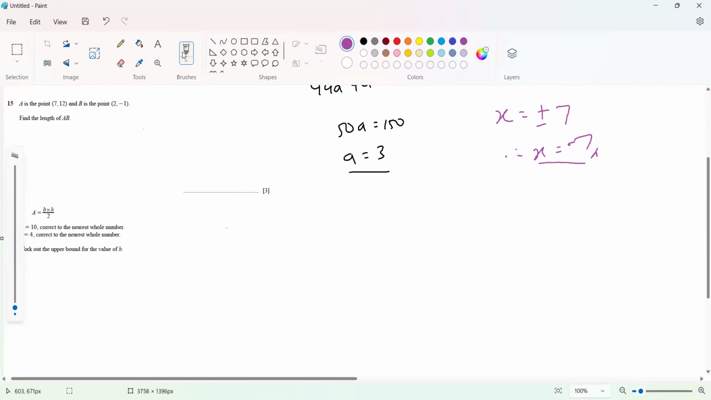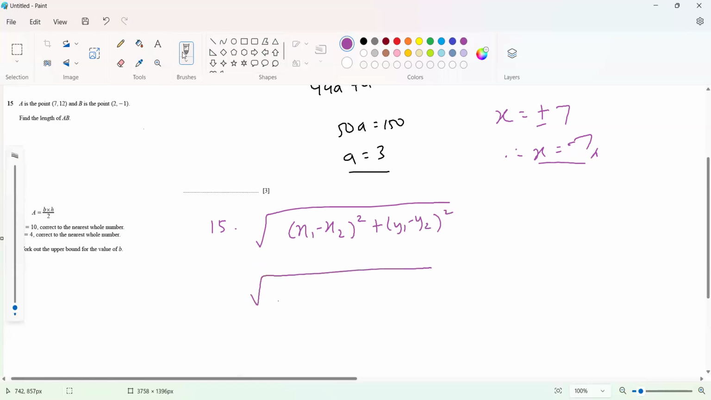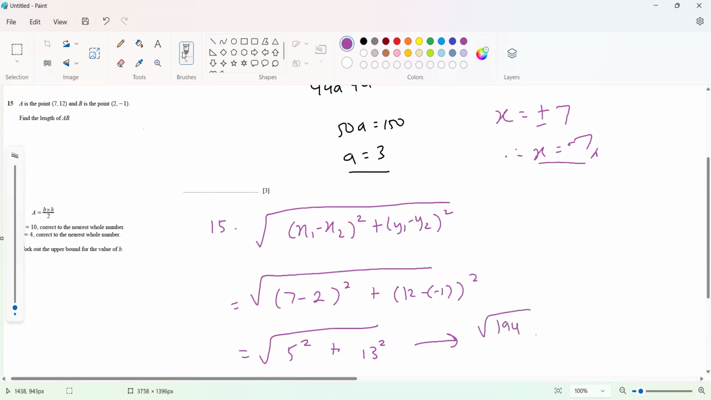So next portion: A is (7, 12), B is (2, negative 1). Find the length. So for number 15, all you need to do is apply Pythagoras' theorem. So it's just x1 minus x2 squared plus y1 minus y2 squared. You may choose the order of the coordinates, but don't change the order. So it's 7 minus 2 squared plus 12 minus negative 1 squared. So that would be square root of 5 squared plus 13 squared. That would simply be, in exact form, square root of 194, or you can write in decimals, 13.9 to 3 significant figures.